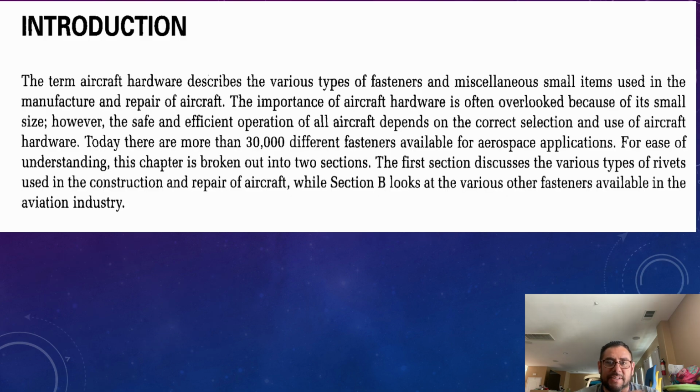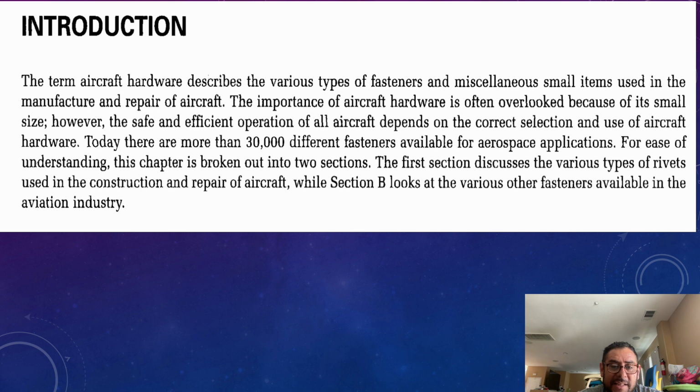Now, introduction to the second part. The term aircraft hardware describes the various types of fasteners and miscellaneous small items used in the manufacture and repair of aircraft. As an A&P, the importance of aircraft hardware is often overlooked because of its small size. However, the safe and efficient operation of all aircraft depends on the correct selection and use of aircraft hardware. In today's world, there are more than 30,000 different fasteners available for aerospace applications.